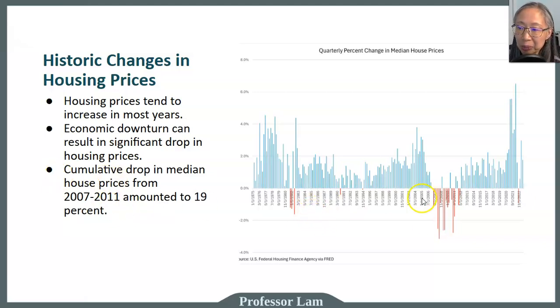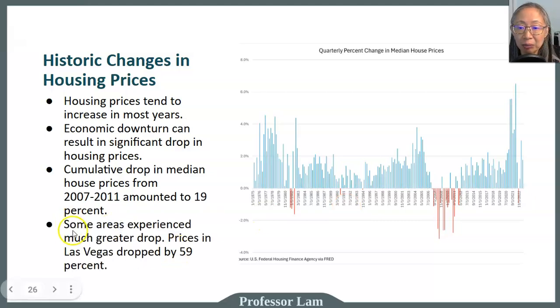If you look at the cumulative decrease during the financial crisis from 2007 to 2011, it is close to 19%. So the house value dropped by almost 20%. A $500,000 home at the beginning of 2007 would be worth only $400,000. So you lost $100,000. If your down payment is only, say, $50,000, then you'll be $50,000 underwater. Some areas experience a much greater drop.